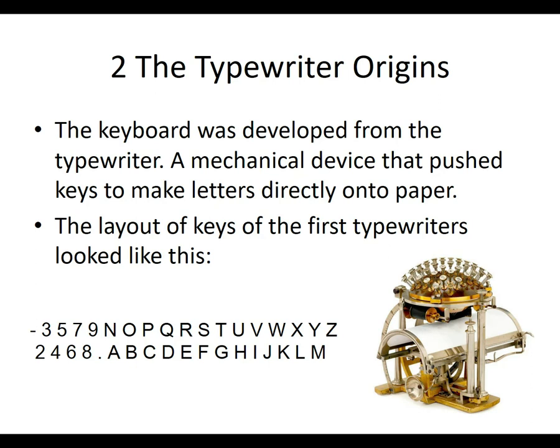The keyboard was developed from the typewriter, a mechanical device that pushed keys to make letters directly onto paper. We can see a picture there, the very first keyboard or typewriter. There's a piece of paper under it, in a nice circle shape, and we've got these keys that are also placed in a nice circle, and they all point down onto one single point, and the person can push the keys and make a mark or a letter on the paper. And that's the very first typewriter.